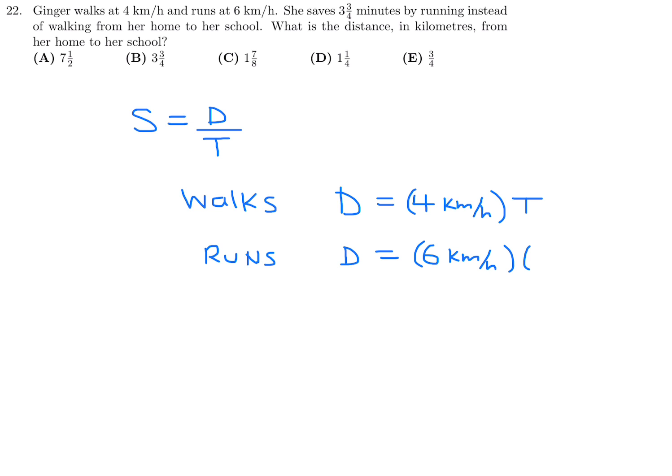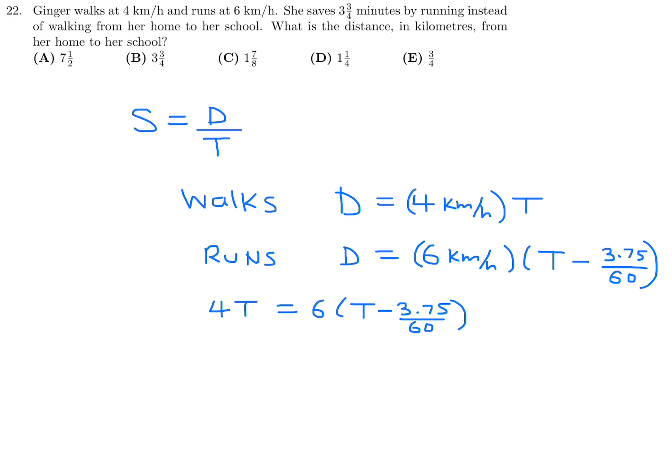And the time we don't know, but we do know this important piece of information, that it is 3 3/4 minutes faster. So we subtract 3 3/4 minutes, so that's 3.75. But that's minutes, and this speed is in kilometers per hour. So I have to convert minutes to hours and divide by 60. That's how you do that. So there you go. We got our 2 equations. This is equal to D, and this is equal to D, so I can set those equal to each other. So that means 4T is equal to 6 times T minus 3.75 over 60, like that.